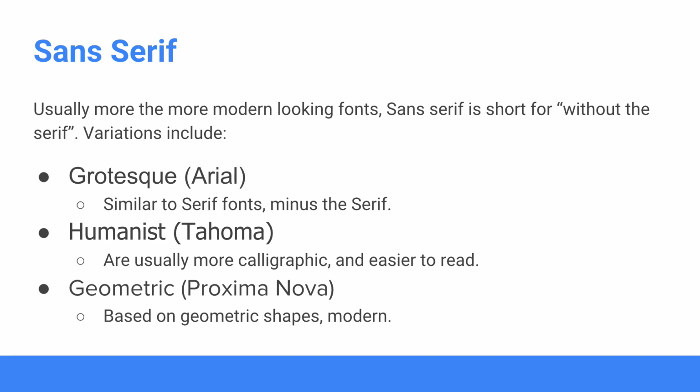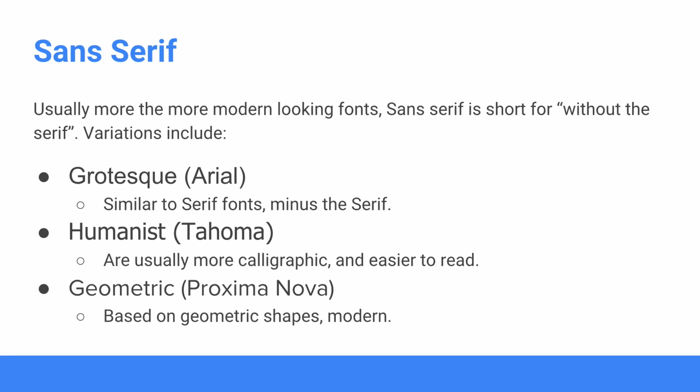Now, if we look at the next font type, which is the second major one, it's sans serif. We call it sans serif because it's sans the serif, so without the serif. These are the more modern looking fonts. So the three major variations of sans serif fonts are grotesque, humanist, and geometric. The grotesque font is the most common type of sans serif font. You're probably already familiar with this one. There is really no guide to grotesque fonts. We just call them grotesque because they're similar to serif fonts, but just lack the serif, all right?